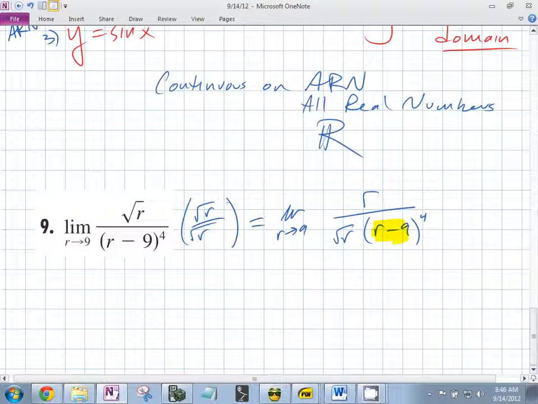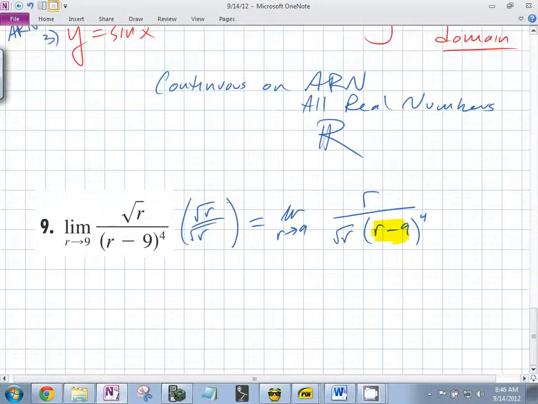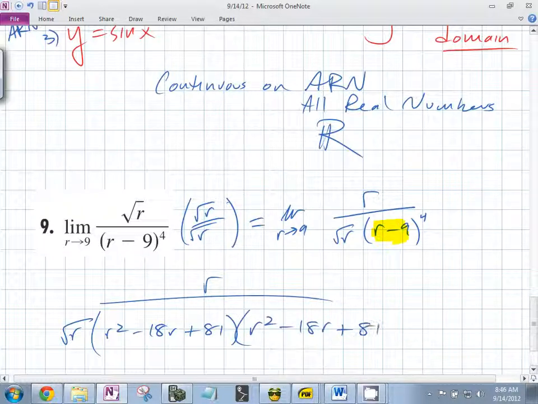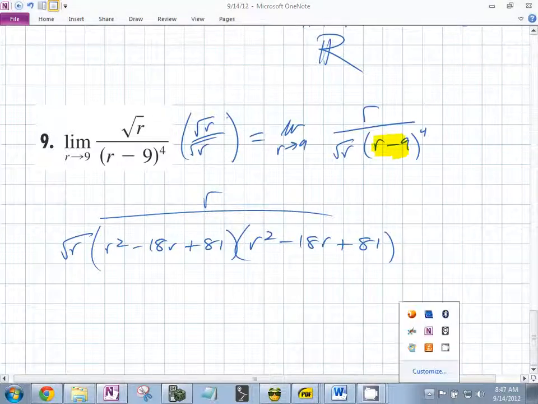What do you think? Let's see here. Again, I would look this up, but I can't. If you multiply this out, you end up with r over the square root of r times, let's square it. It's r squared minus 18r plus 81 times r squared minus 18r plus 81, right? What do we think? Do we have to?